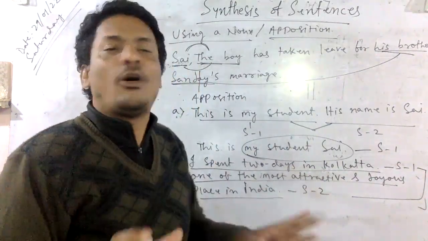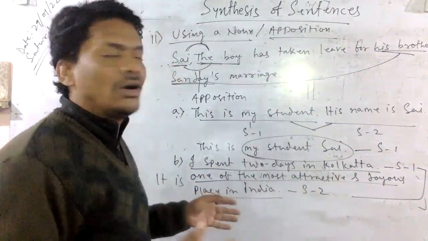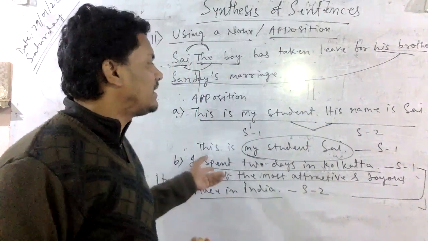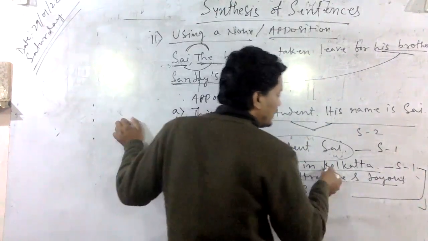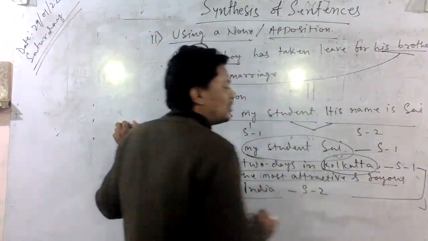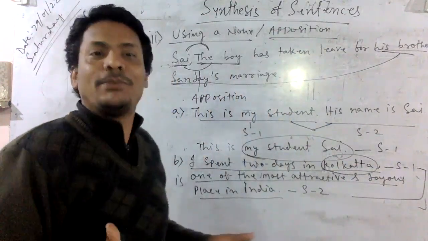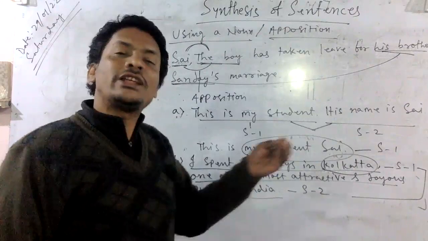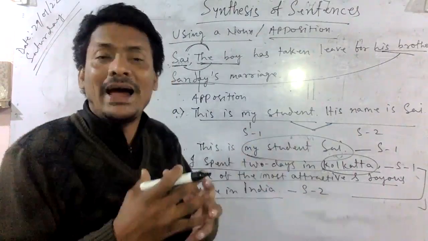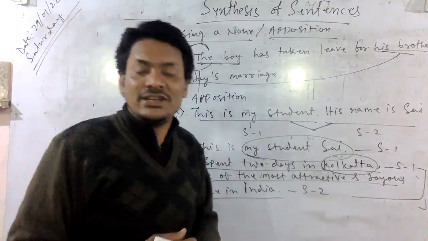So this can be formed from a compound sentence into a complex sentence. How have you done it? Now you have pointed the noun Kolkata, one of the most attractive and joyous place in India. Simple. So that is called using a noun or phrase in apposition. You can combine two of the sentences into one.